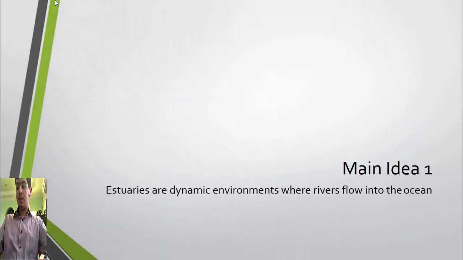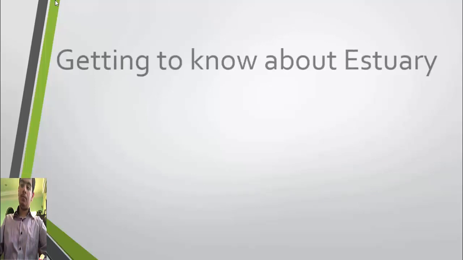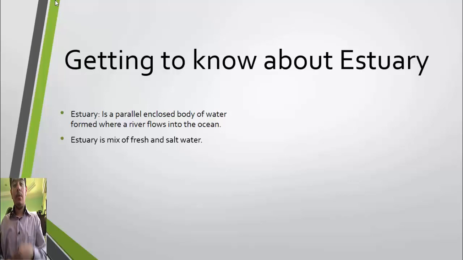This is our first main idea. Let's know what an estuary is. An estuary is a partially enclosed body of water formed where a river flows into the ocean. An estuary is a mix of fresh water and salt water. So now we understand what an estuary is. It means it's mixed up. Fresh water is here, salt water is here. They combine together and mix up.